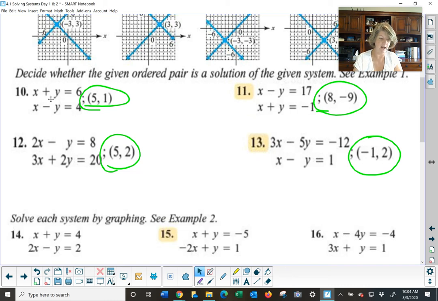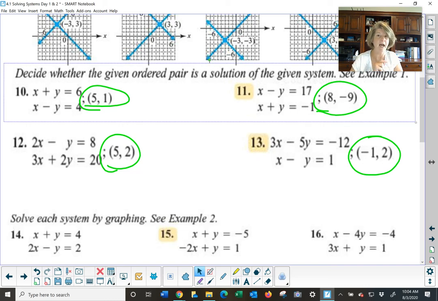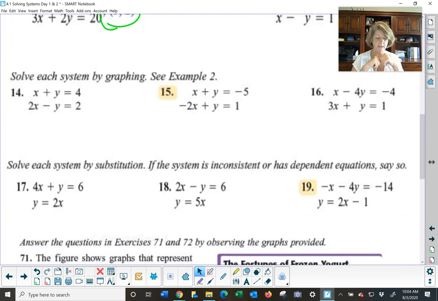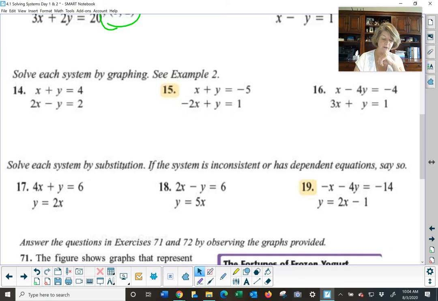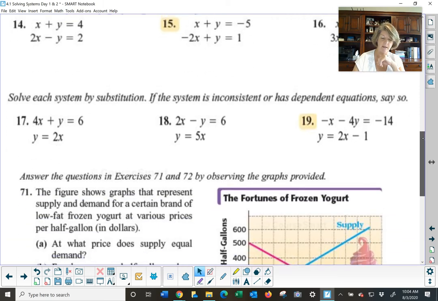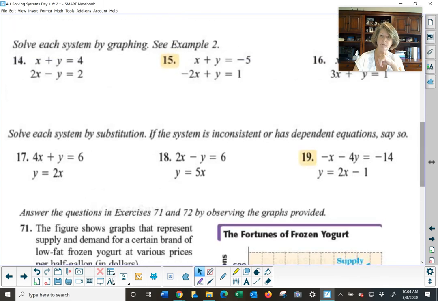So try it in each one of them, not just one of them. If it doesn't work on the first one, then obviously the answer is no. But otherwise, if it does work in the first equation, you also have to try it in the second, to make sure it works in both at the same time. And then I think your final questions are where you actually get to solve them. 3 of them by graphing, 3 of them by substitution method. So you may want some graph paper.